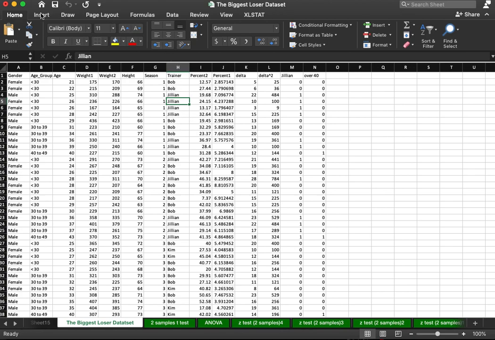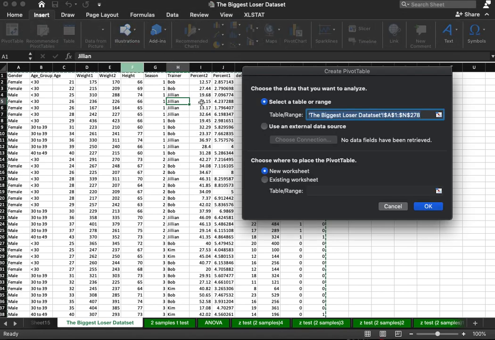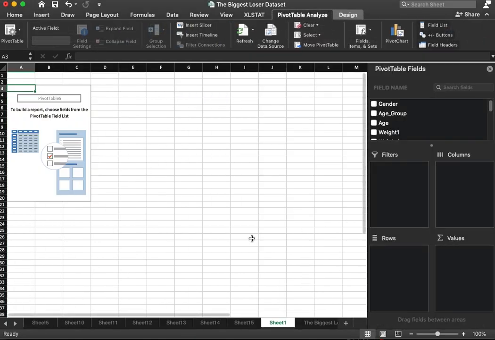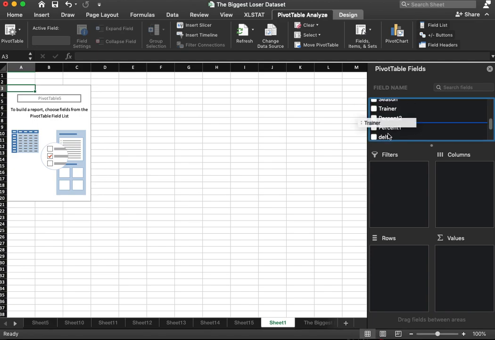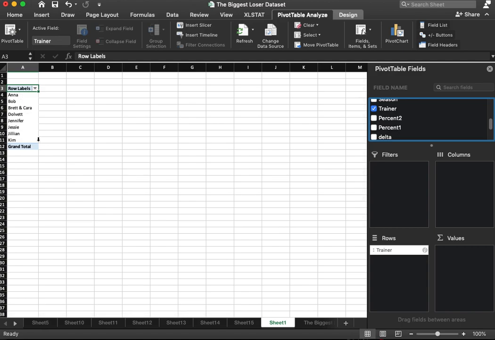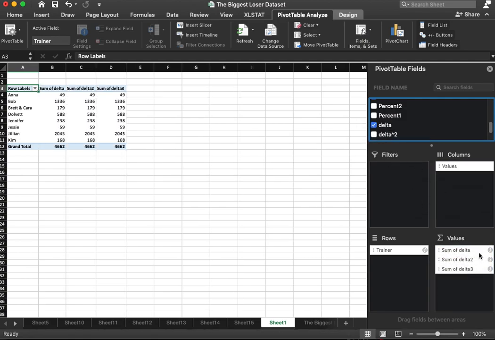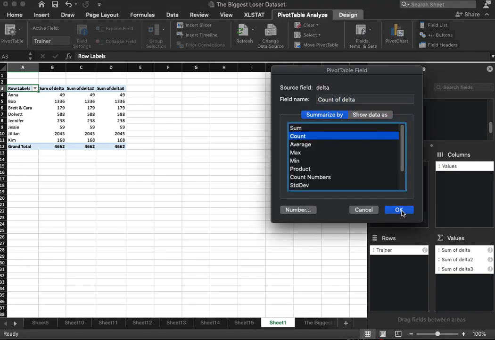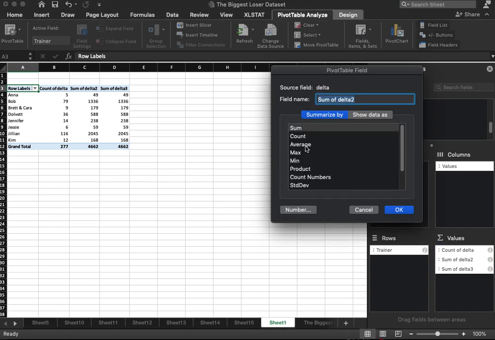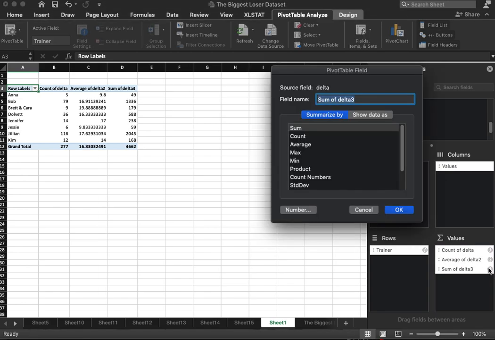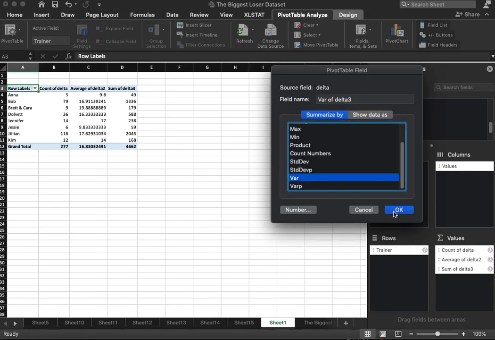So I'm going to insert a pivot table. I'm going to come down to coach, trainer. So these are our different trainers. And I'm going to use how much they lost as my value. Make my first one a count. My second one's going to be the average. My third one's going to be variance.